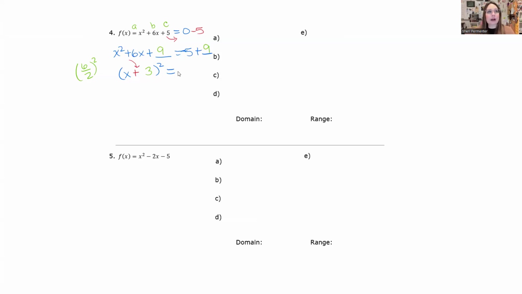And now I'm ready to figure out what it's equal to. So I have 9 minus 5. You can hardly see my negative, but it is negative. What's 9 minus 5? 4. I just need to rewrite in vertex form. So I need to bring the 4, the constant, back over by subtracting. And I get my vertex form function for this quadratic: (x plus 3) squared minus 4.